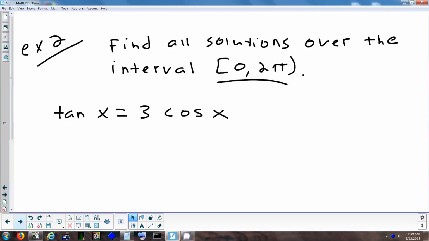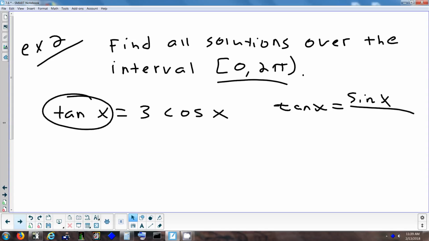Do we have everything in the same trig function? No. What trig functions have we been using in the last couple problems? We've had all sines and cosines, so that's a hint. Does anybody remember how you can write tangent? It's sine over cosine. So start with that. Okay? Write tangent as sine over cosine, because that's how we've been doing it. So sine divided by cosine. Keep the other side the same.